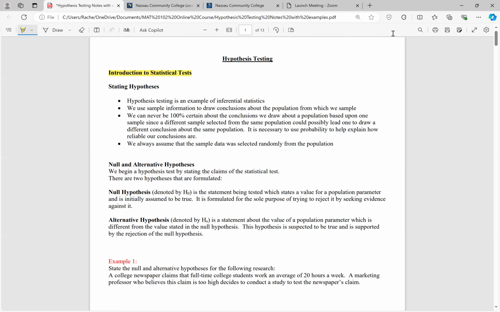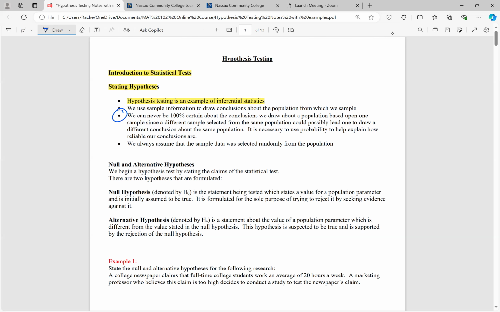So, hypothesis testing is an example of inferential statistics. So, remember, inferential statistics is when we use sample information to draw conclusions about the population from which we sampled. But at the same time, we can never be 100% certain about the conclusions that we draw about a population based upon one sample, since a different sample selected from the same population could possibly lead one to draw a different conclusion about the same population. So it's going to be necessary to use probability to help explain how reliable our conclusions are. And we're always going to assume that sample data was selected randomly from the population.